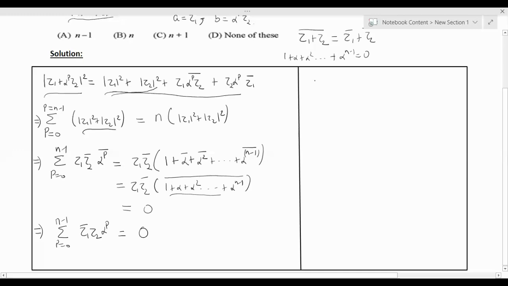Observe this carefully. I'm rewriting the complete term now: summation of |z1 + alpha^p z2|^2, where p goes from 0 to n minus 1. So observe this carefully. What did you get exactly?